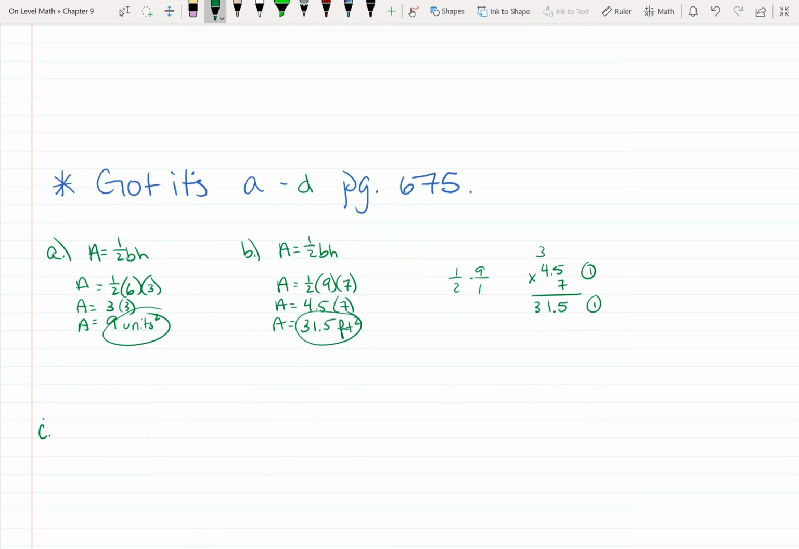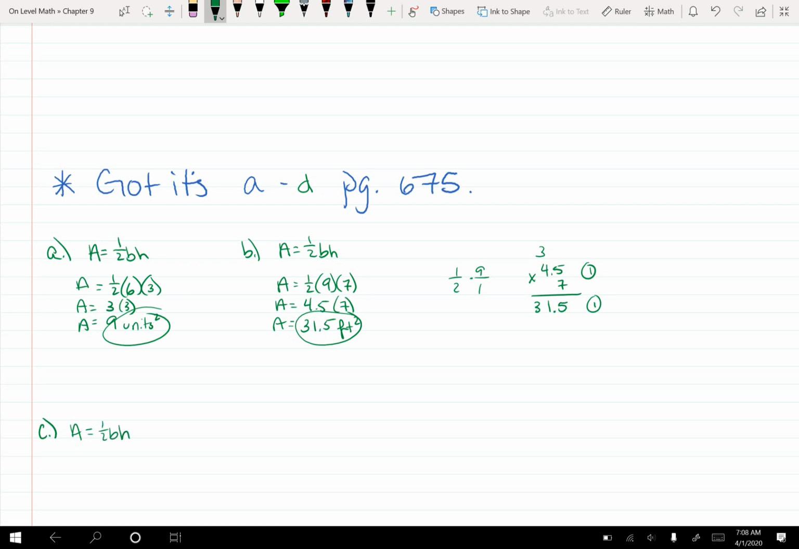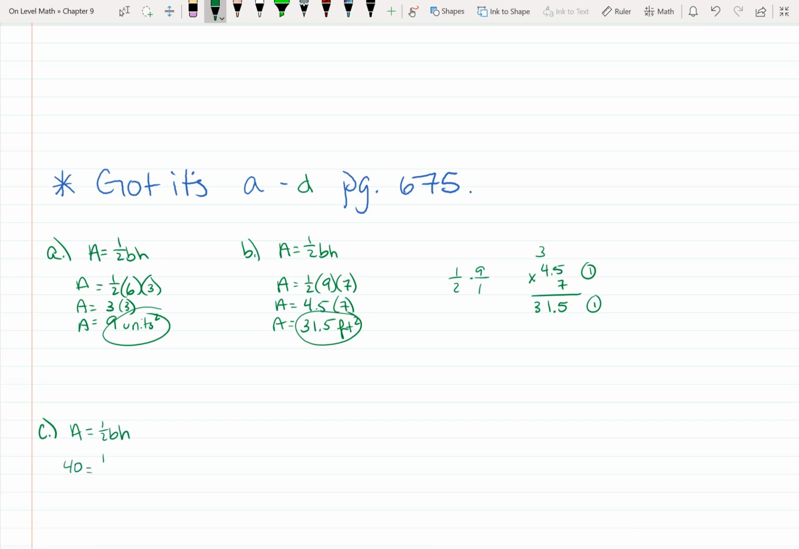All right, C and D are missing dimensions, so keep that in mind. Again, I start with my formula always, and I'm going to plug in what I know. I know my area. It says area is 40 times 1/2. It does not give me my base, so I'm going to use B, but it does give me my height, and that's 8. But I can't do 1/2 times B, so I'm going to rearrange. Commutative property tells me it's okay. 1/2 times 8 times B. So 1/2 times 8 is 4, so it's 4B.